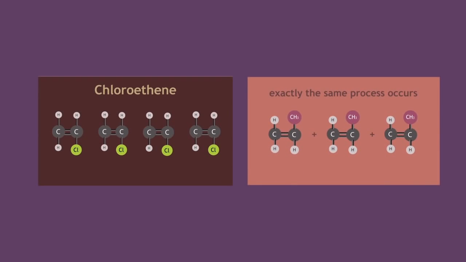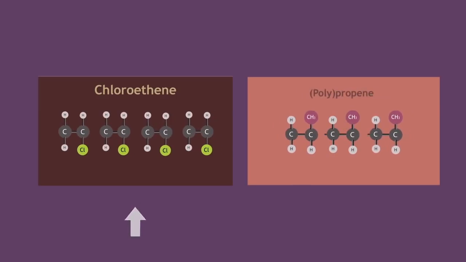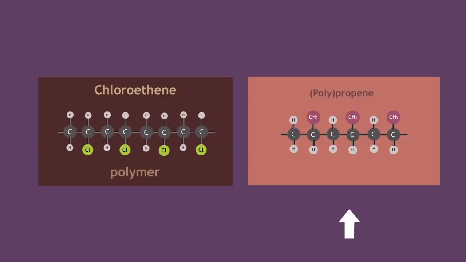Now, at the end of this video, you should be able to write an equation for both the formation of polychloroethene and the formation of polypropene, as well as name uses for both of these polymers.